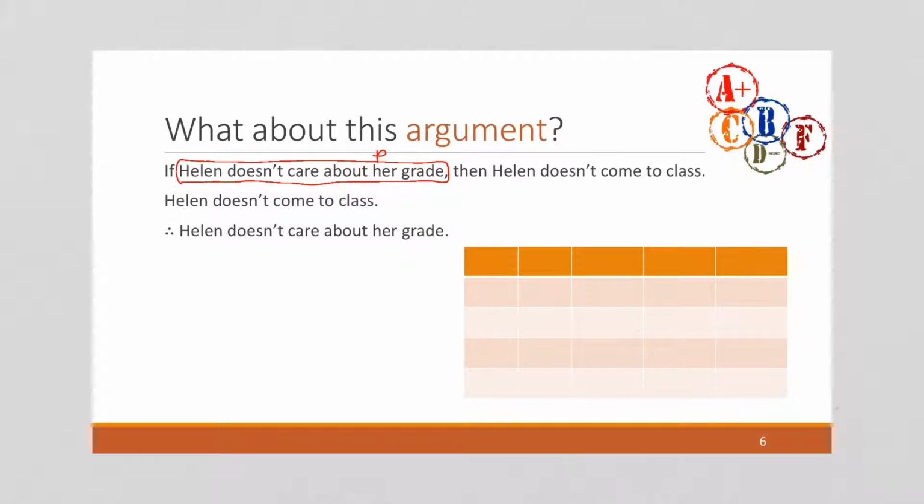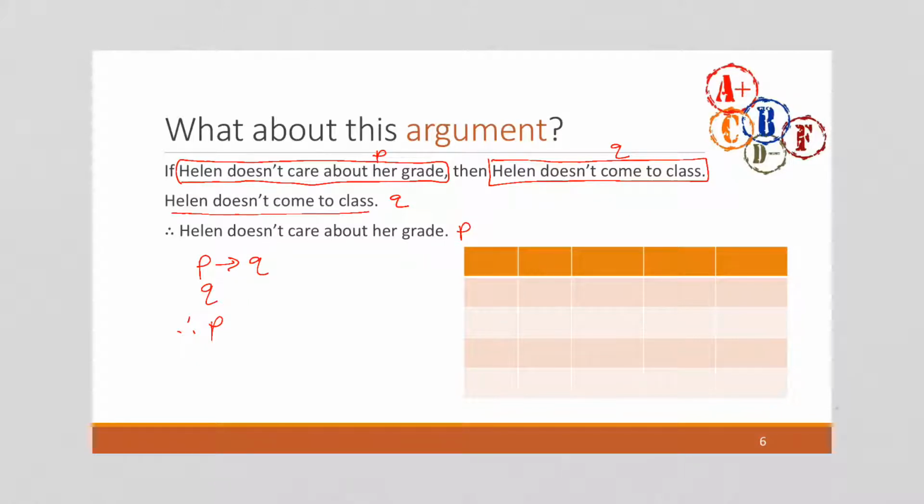We can name them other things other than P and Q, but nothing springs to mind. "Helen doesn't come to class," I'm going to call that Q. Here we've got Helen doesn't come to class, which is a Q. Therefore, Helen doesn't care about her grade, P. So let's write this out. P implies Q. Q, therefore P.